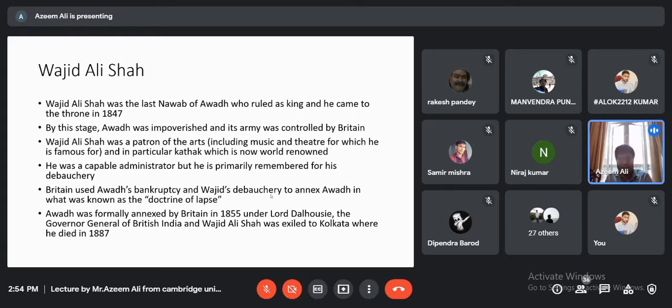He was a capable administrator, but he's remembered today for his debauchery in the harem. And Britain used Awadh's bankruptcy and Wajid's supposed debauchery to annex Awadh in what was known as the Doctrine of Lapse. And Awadh was formally annexed by Britain in 1852 under Lord Dalhousie, the Governor-General of British India, and Wajid Ali Shah was exiled to Kolkata, where he died in 1887.